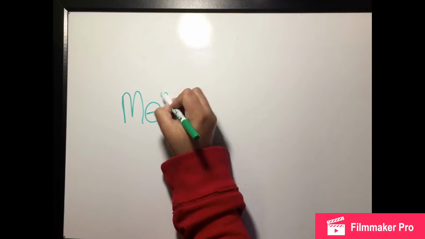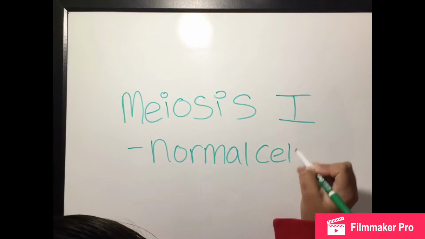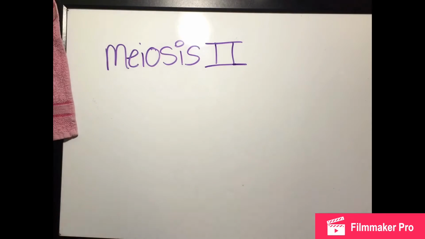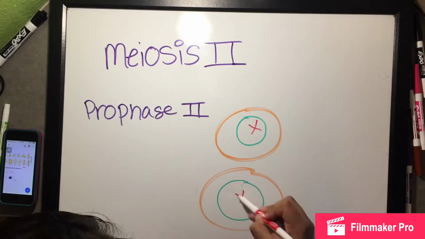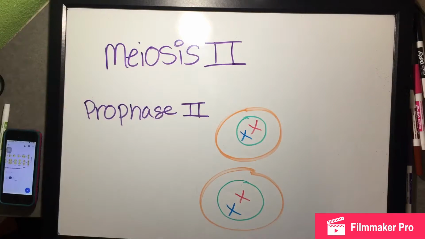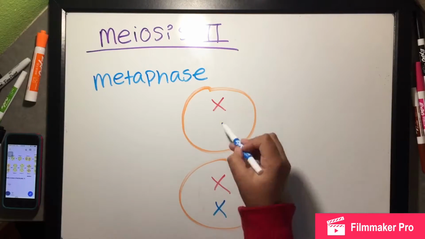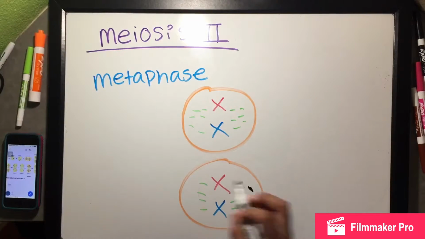In a case of Down syndrome, the sex cells go through meiosis 1 and come out perfectly fine as normal cell division happens. So entering meiosis 2, prophase 2, the spindle fibers form and begin to move the chromosomes towards the midline of the dividing cell. So in metaphase 2, the chromosomes move to the midline of the dividing cell, facing opposite poles of the dividing cell.